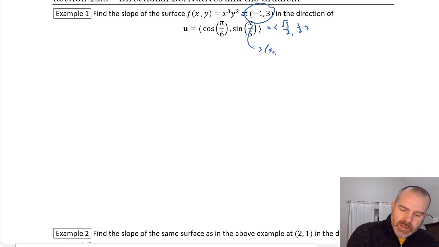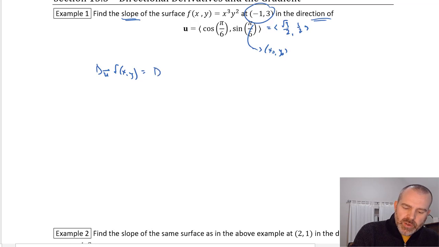All right, we have our particular point. This is our x naught, y naught, that's negative 1, 3. And we're going to try to find the slope of the surface in this particular direction. So that means we want to find the directional derivative, in particular in the direction of square root of 3 over 2, 1/2.